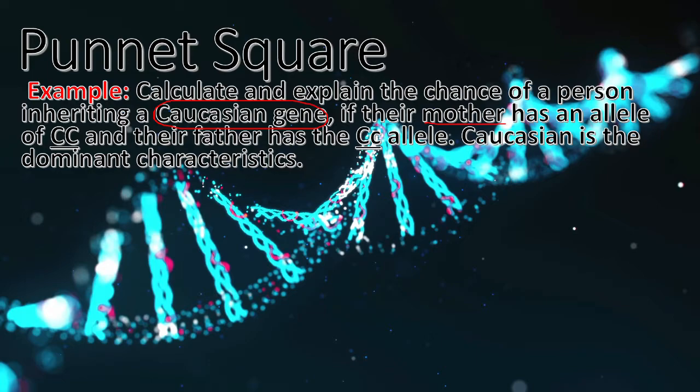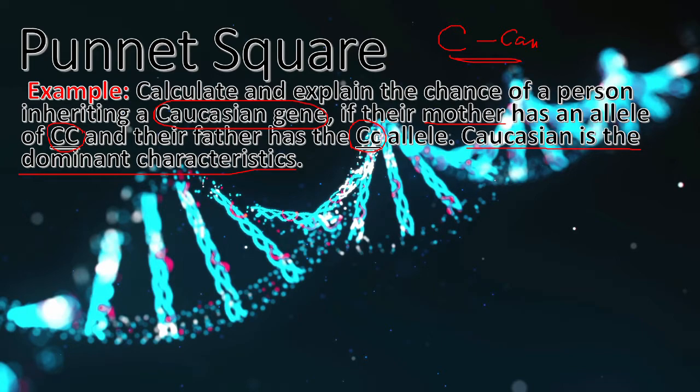If the mother has an allele of CC, take note these are both capital letters, C and C, and their father has the allele of capital C and small c. And take note that the Caucasian is the dominant characteristic. So when you say Caucasian is a dominant, therefore a capital C is the outcome for Caucasian.